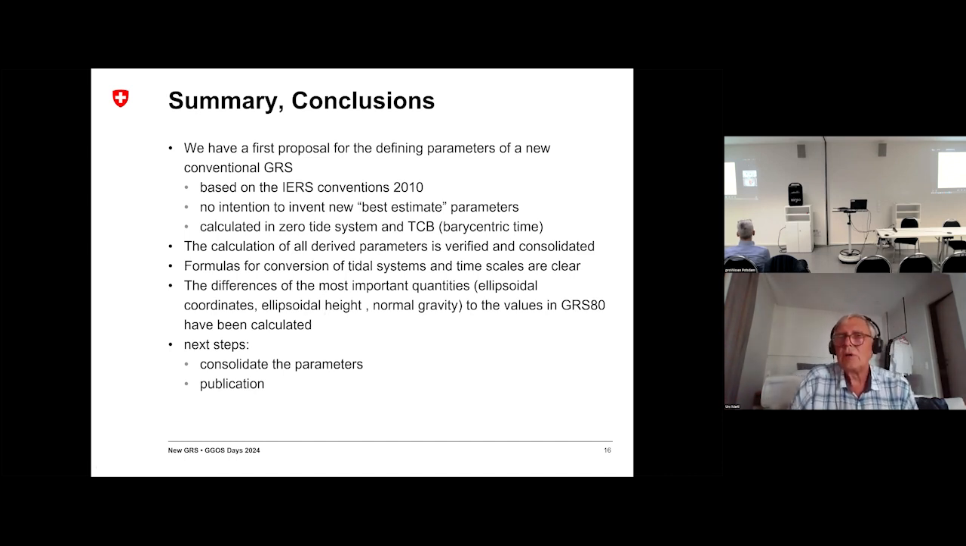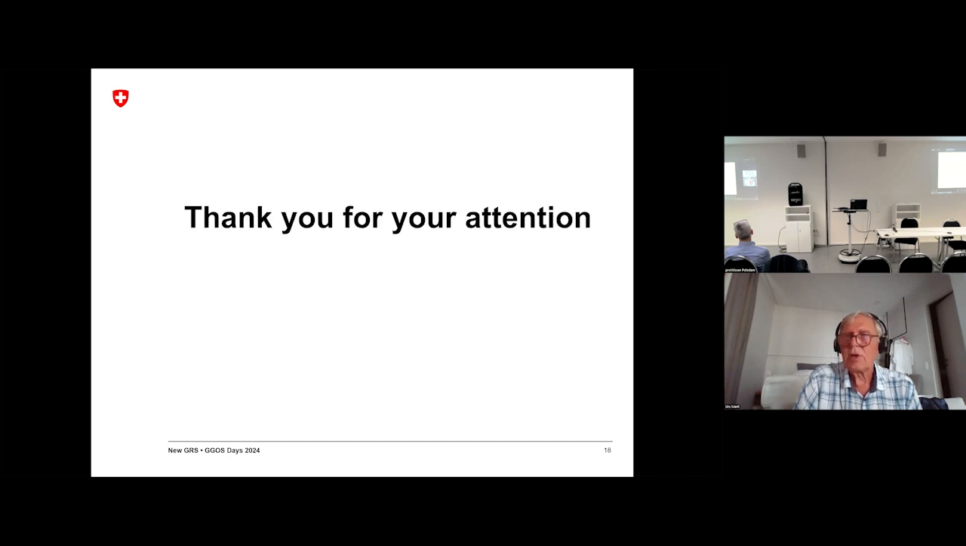And we have to calculate or give some kind of transformation for ellipsoidal coordinates, ellipsoidal heights, normal gravity between the new GRS and the GRS 80. That's ready as well, now, more or less. The next steps are consolidate the defining parameters, and of course, we should prepare a publication of all these calculations and derivations. That's all I wanted to say. Thank you very much.